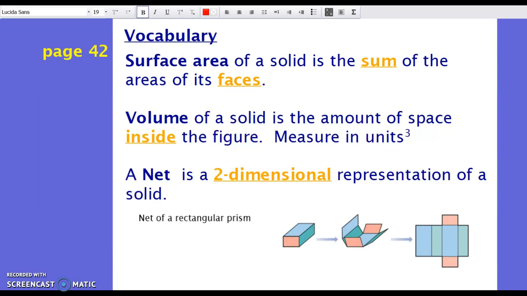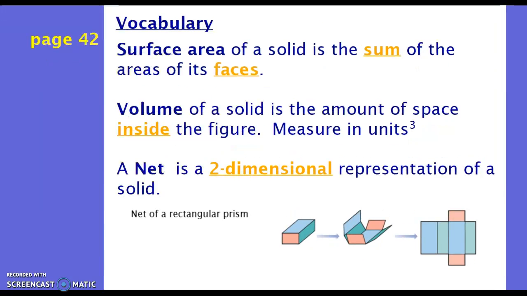And to kind of get the idea of how to calculate that, we can look at something called a net. A net is a two-dimensional representation of a solid. So if you look at the bottom of page 42, down here you have a picture of a net of a rectangular prism. So if we took a box, which is what a rectangular prism is, and we break it all apart, you can see what all of the different sides would look like. And so we have 6 sides. We have the top, the bottom, the left and the right, and the front and the back. And when you lay it all out flat, that is called a net.